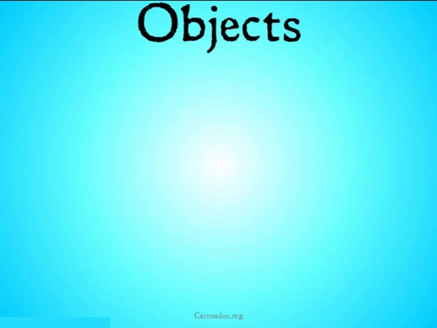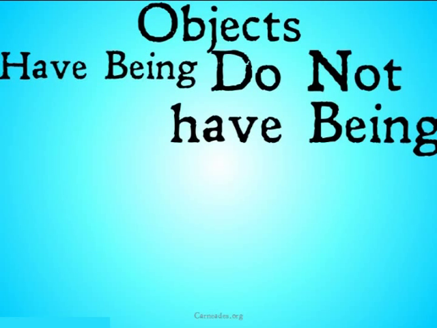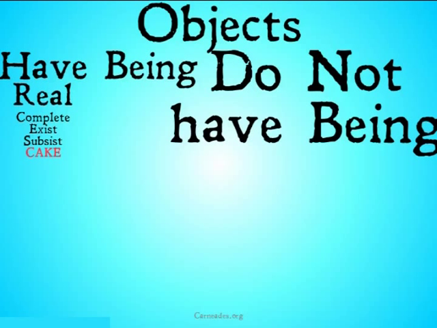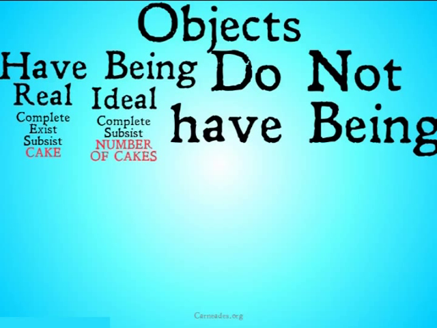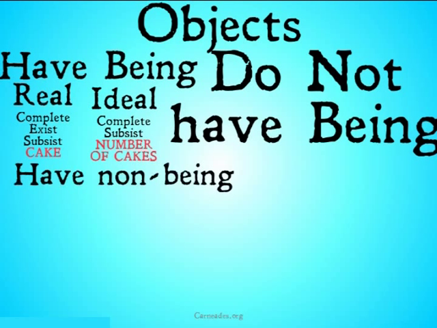To recap, the entire schema, the entire taxonomy of objects in terms of Meinong is going to be objects that have being and don't have being. Remember, all objects exist, but within those objects, some have being and some don't have being. Those that have being can either be real or ideal. Real objects are complete, they exist, and they subsist, like cake. Ideal objects are complete and they subsist, like the number of cakes.